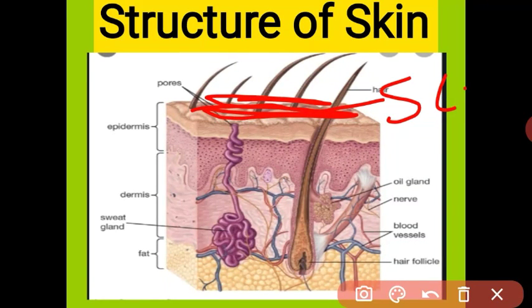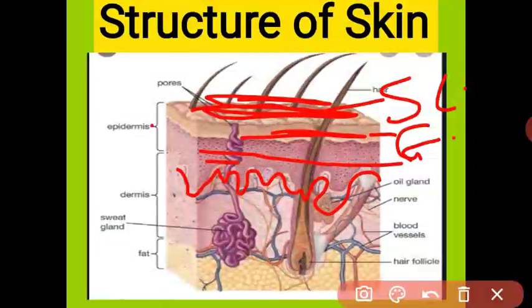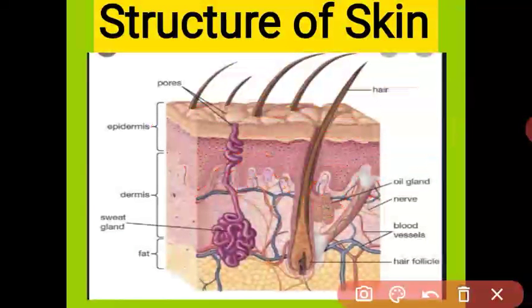Below the cornified layer is the granular layer, and below the granular layer is the germinative layer, or Malpighian layer. It contains the pigment called melanin. One by one we will study each layer. And in between the epidermis and the dermis, there are small papillae. The papilla consists of many blood vessels and nerve fibers. And below it is the dermis.